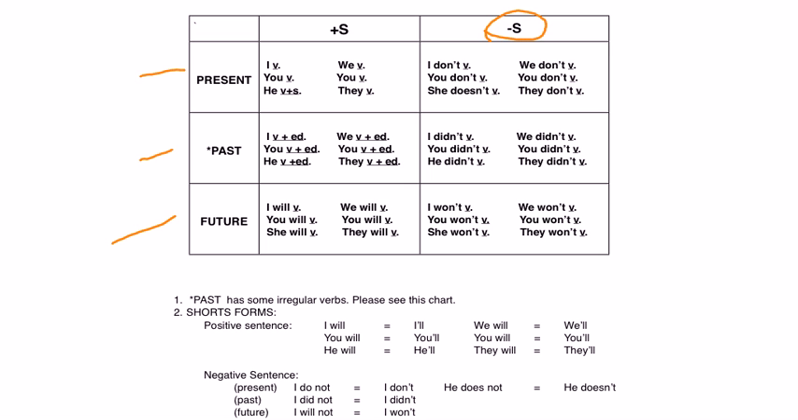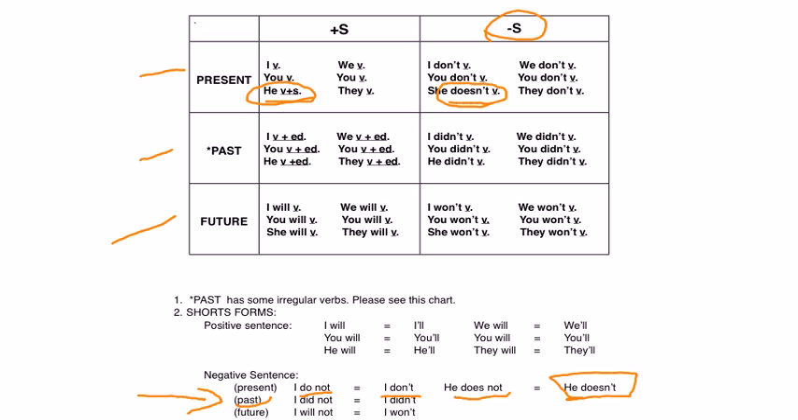And the only irregularity that they will find here is in the present tense. Just as in the positive sentence, in the negative sentence, doesn't is used instead of don't. At the very bottom here, with the negative sentence, you can either say I do not or I don't. The shorter form is generally used, but there's no problem with using the longer form, I do not. He does not is the long form for he doesn't.